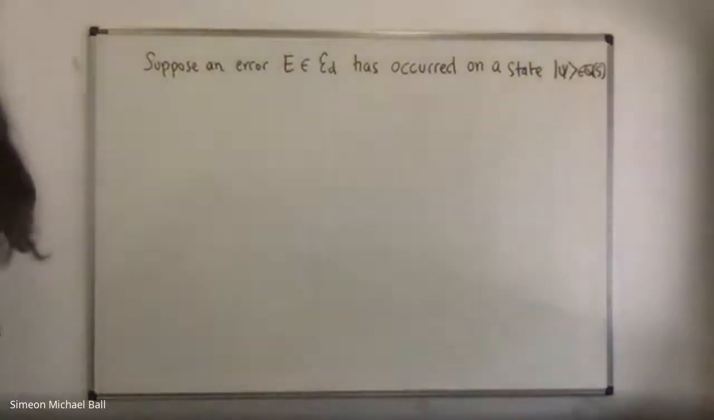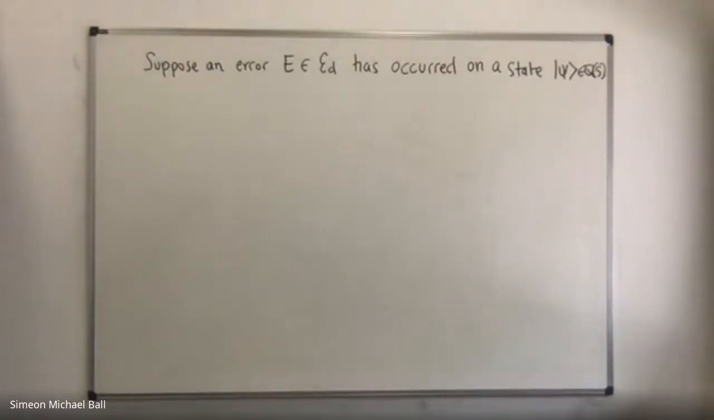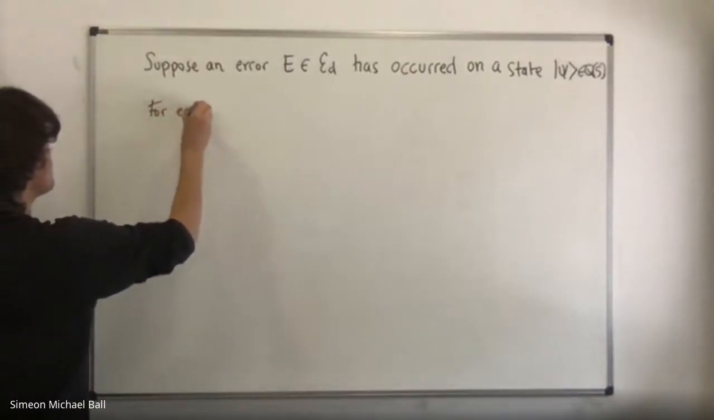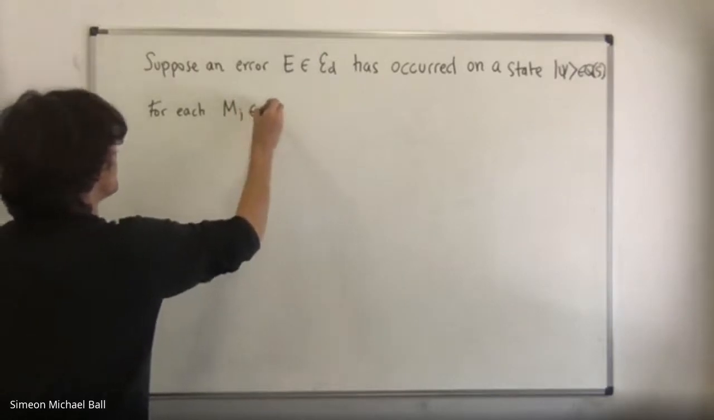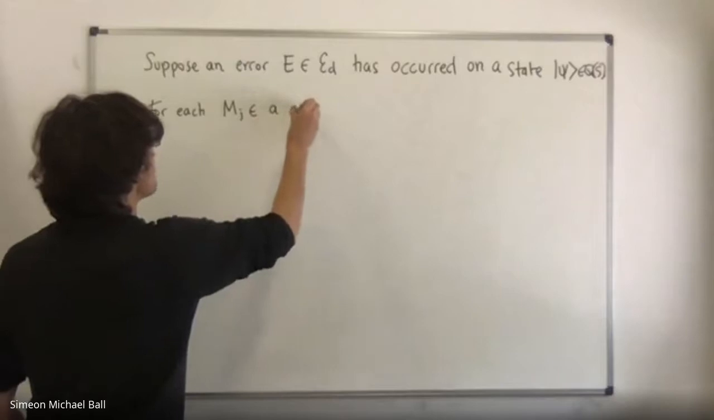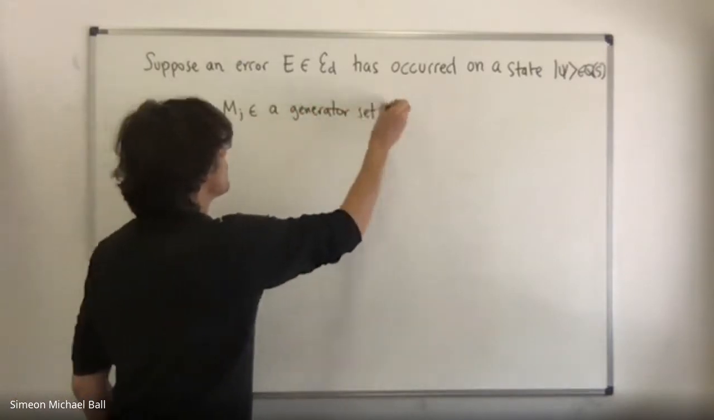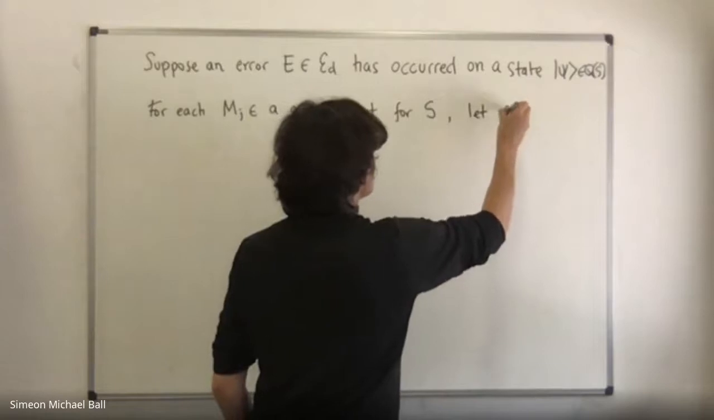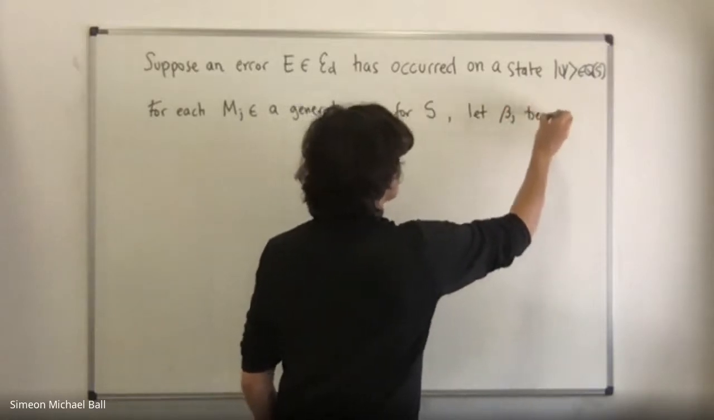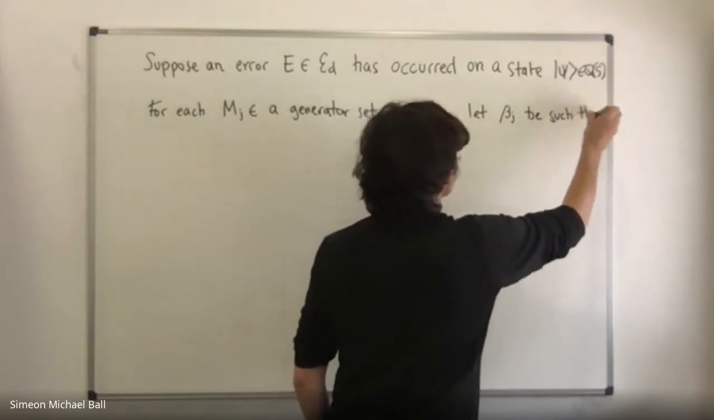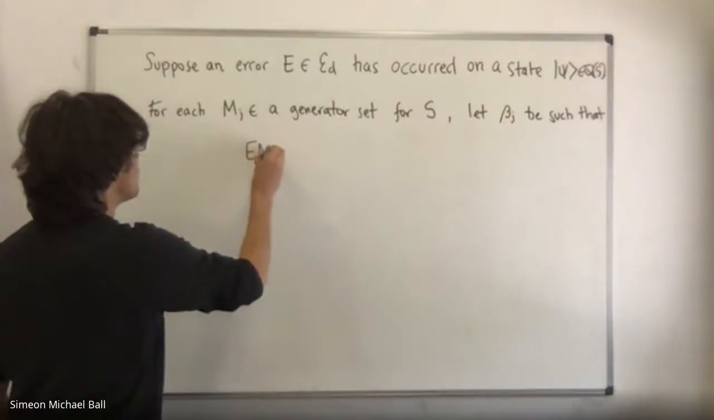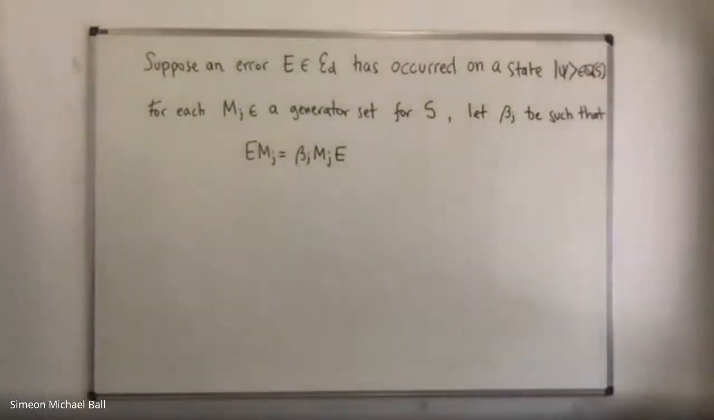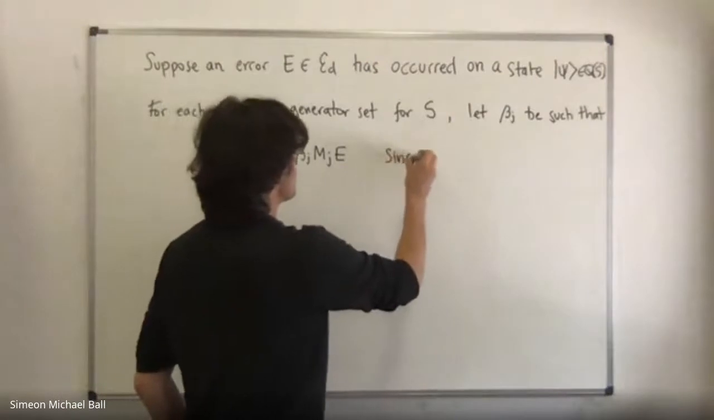So for each Mj, a generator set for S, reflect Bj. Okay, so this is Bj.